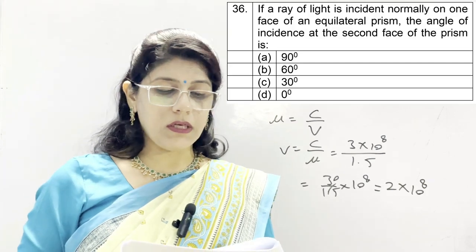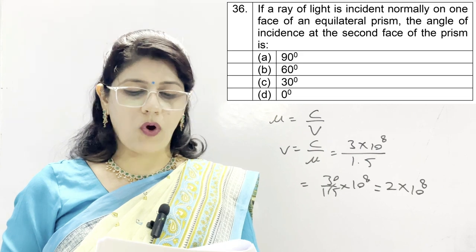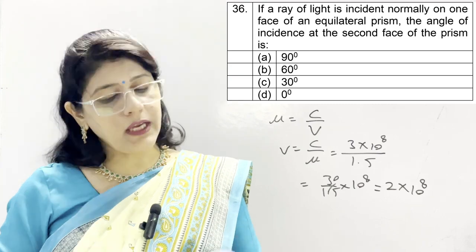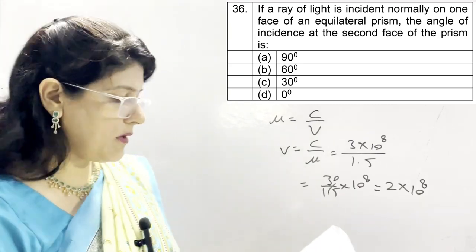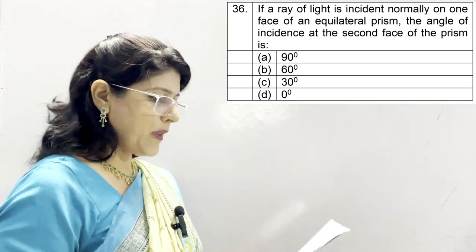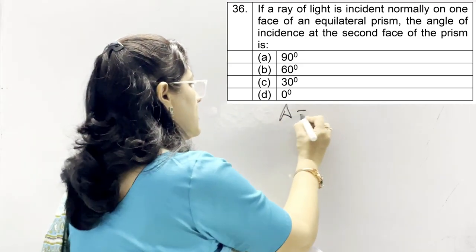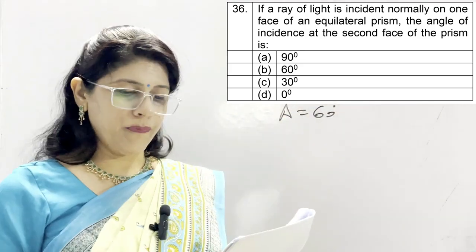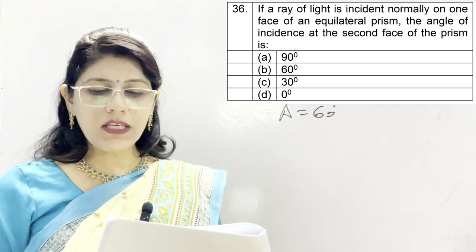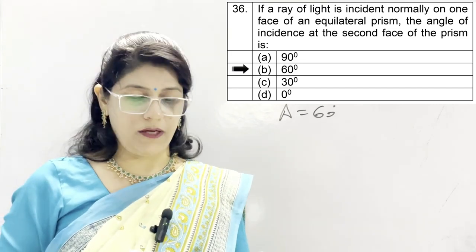Now coming to question number 36, if a ray of light is incident normally on one face of an equilateral prism, the angle of incidence at the second face of the prism is, options given are 90 degree, 60 degree, 30 degree and 0 degree. We know it is an equilateral prism given in the question. So angle of prism A is equal to 60 degree here. Now angle of refraction from first surface is 0 in this case. So at the second surface, angle of incidence is, correct option is B, which is 60 degree.